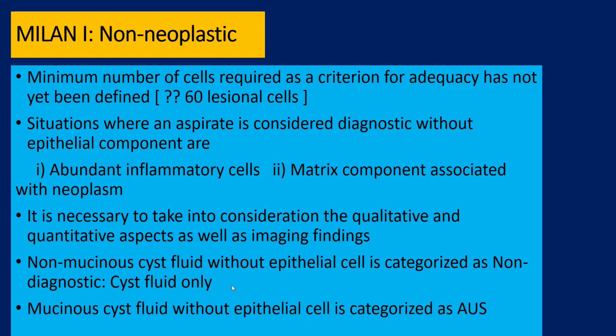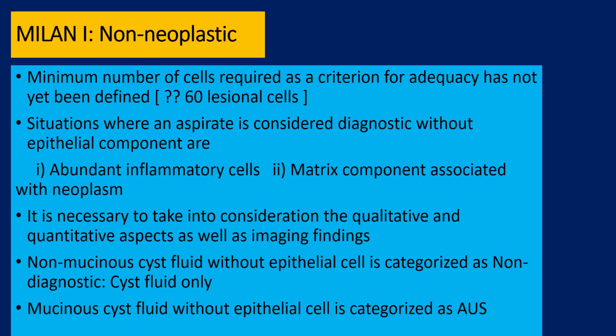Non-mucinous cyst fluids without epithelial cells is categorized as non-diagnostic. Cyst fluid only, something which we just discussed. But if you have a mucinous cyst fluid and you do not have epithelial cells, right, you call it AUS, right? So if it is non-mucinous, it is non-diagnostic. Just say non-mucinous cyst content, just like what you do in thyroid cytopathology, right? You only see cyst cells, cyst counts, non-diagnostic. And then the clinician looks at the imaging and decides on the further course of action, right?